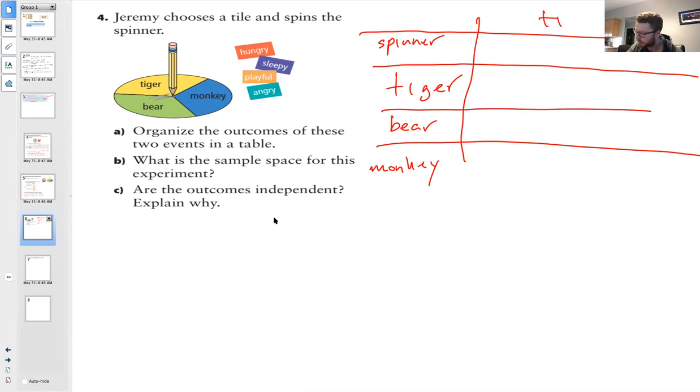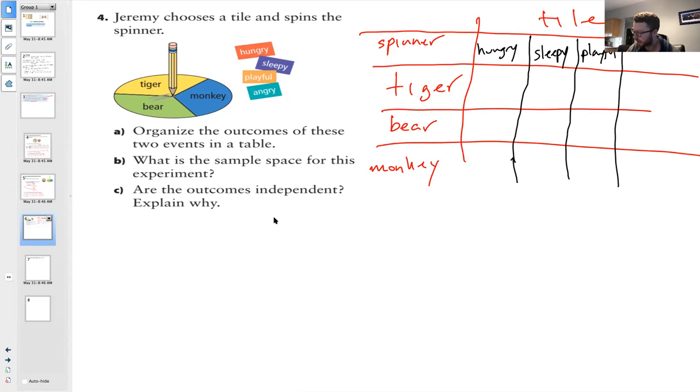And then the tile, there's a different color for that. So now we're going to do our 4 tiles. So we have hungry, sleepy, playful, and angry. Okay, so let's go ahead and fill in this table.